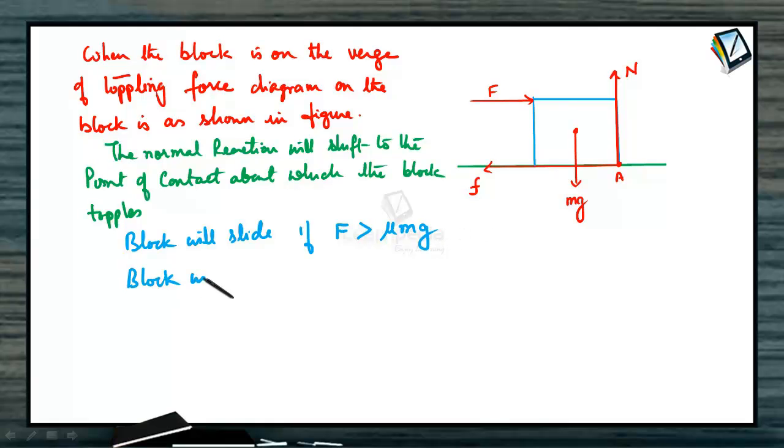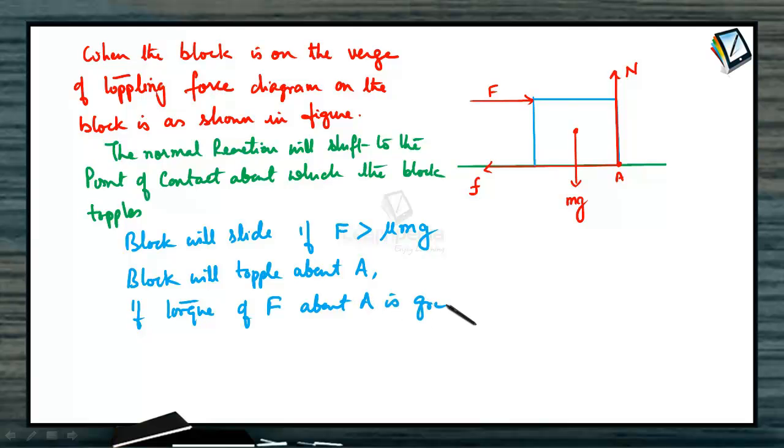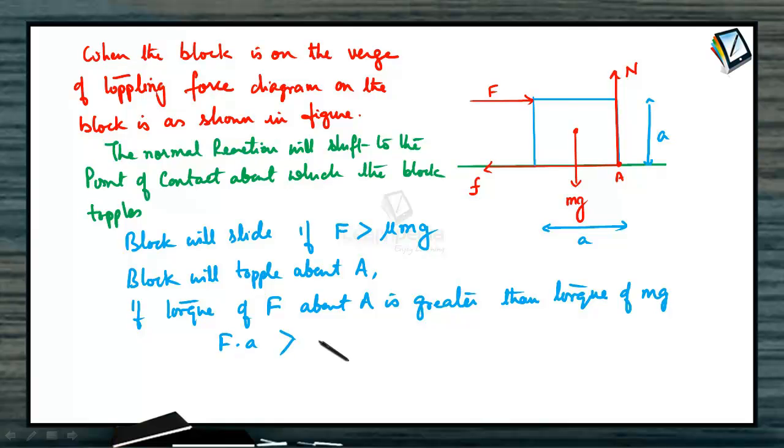And the block will topple about point A if the torque of force F about A is greater than the torque of mg. That means, what is the torque about this point? Force into perpendicular distance. This distance is A, this height h is also equal to A. So when I apply a force F here, the torque of the force F will be F times A. This should be greater than the torque due to mg about this point. mg into perpendicular distance, which is A by 2. So mg into A by 2. So F should be greater than 0.5 times mg. If I take the sliding condition as equation 1, this is our equation 2.